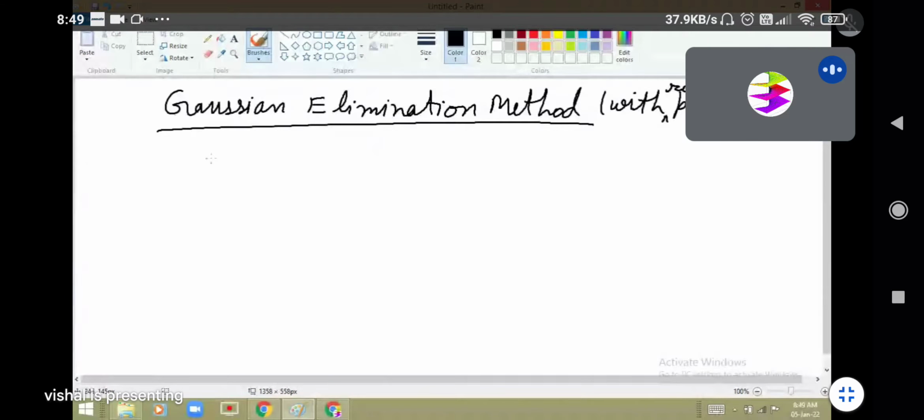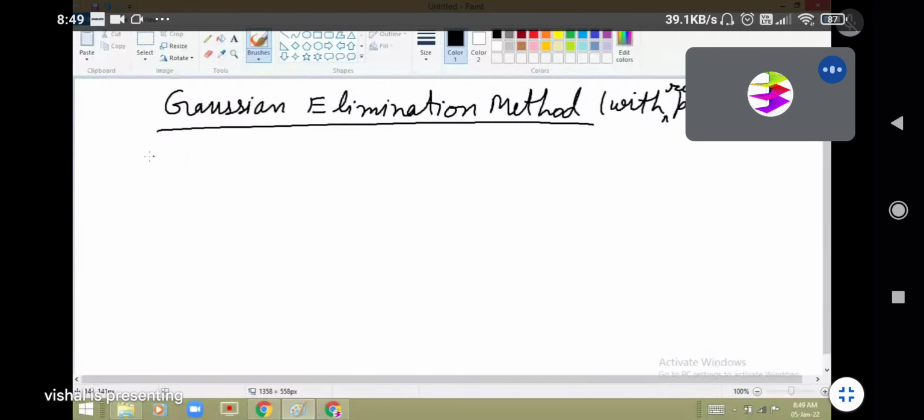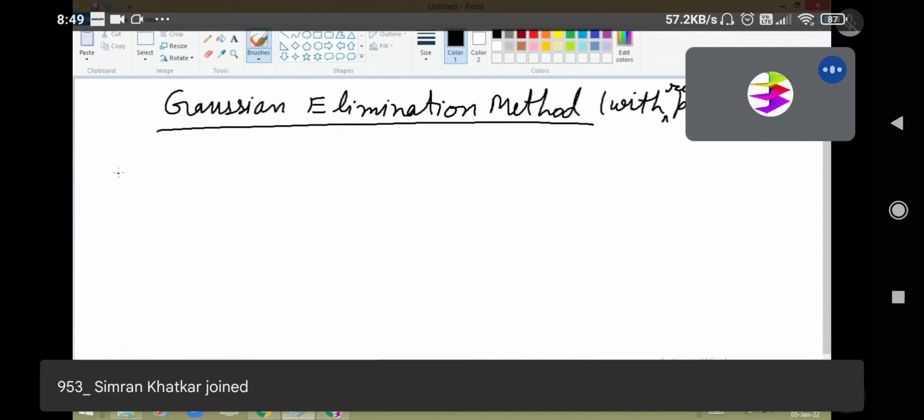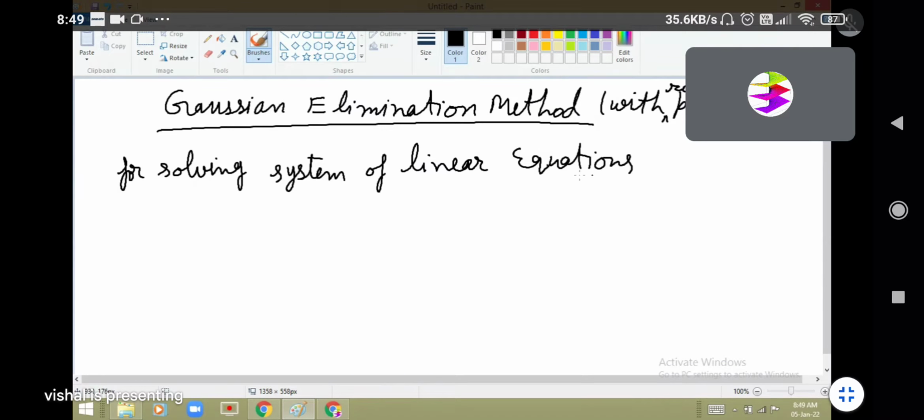What is the use of Gaussian elimination method first of all? Where do we use Gaussian elimination method? We use Gaussian elimination method for solving system of linear equations.